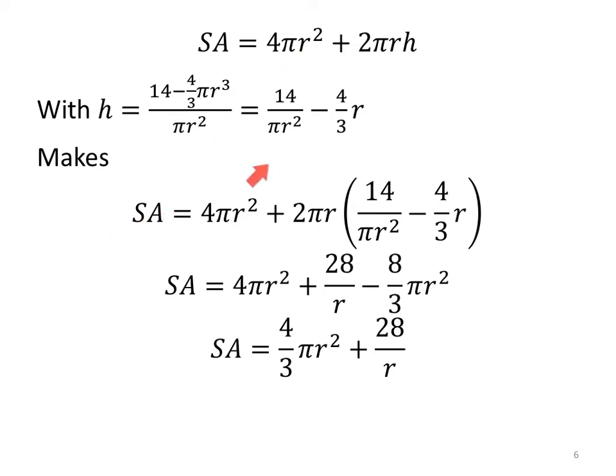So my surface area, 4 pi r squared, plus 2 pi r, and instead of h, I'm going to replace it with 14 over pi r squared minus 4/3 r. Simplifying, 2 times 14 is 28. The pi cancels. One of the r's cancels, so I have an r in the denominator. 2 times a negative 4/3 is negative 8/3. Pi r squared. I have a pi r squared here and a pi r squared here, so 4 minus 8/3, that's 12/3 minus 8/3 gives me 4/3 pi r squared plus 28 over r. I now have a primary equation, surface area, in terms of a single variable r, and I can minimize this.